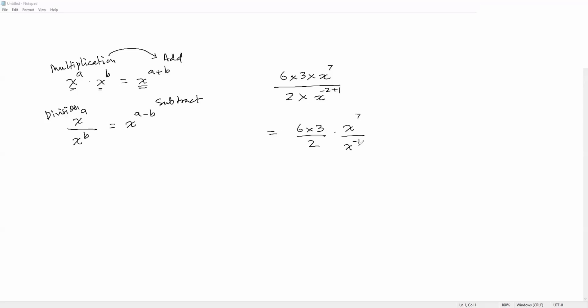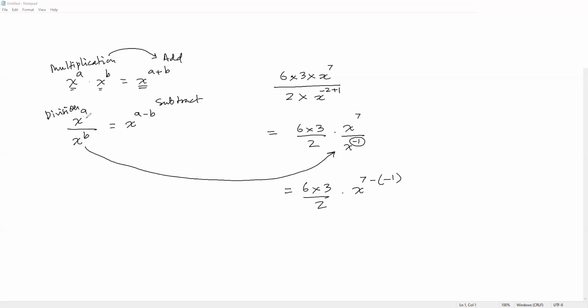Correct? Yeah. Now between these two powers of x, you're going to use this law. Because there's a 7 and negative 1, these are divided, so you are going to subtract them. So this becomes 6 times 3 over 2 times x to the power of 7 minus negative 1. Remember, it's a minus negative 1, not minus 1. Got it. The powers are subtracted.